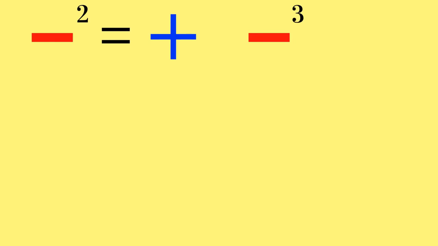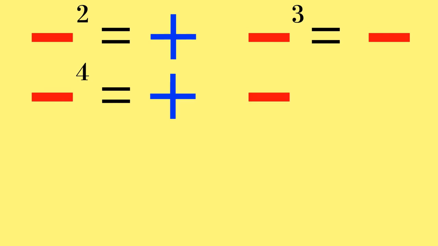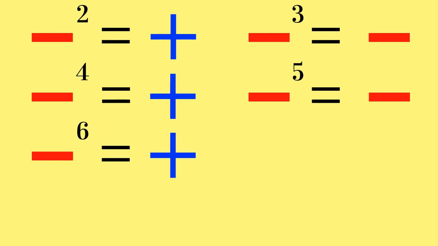So we have learnt that a negative number squared, or to the power of 2, will have a positive answer, and a negative number cubed, or to the power of 3, will give you a negative answer. But what about other powers? Well, a negative number to the power of 4 will give you a positive answer, and a negative number to the power of 5 will give you a negative answer. A negative number to the power of 6 will give you a positive answer, and a negative number to the power of 7 will give you a negative answer.